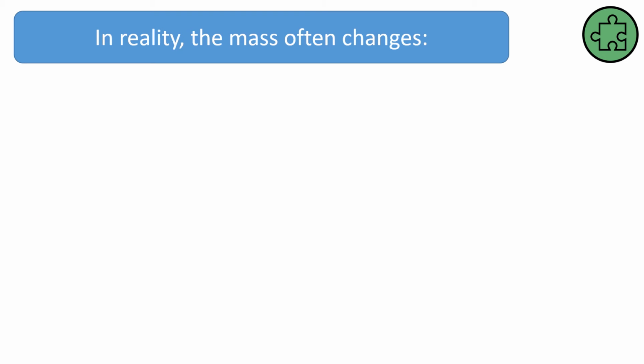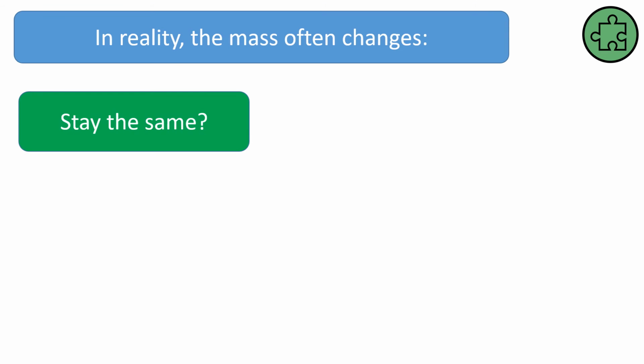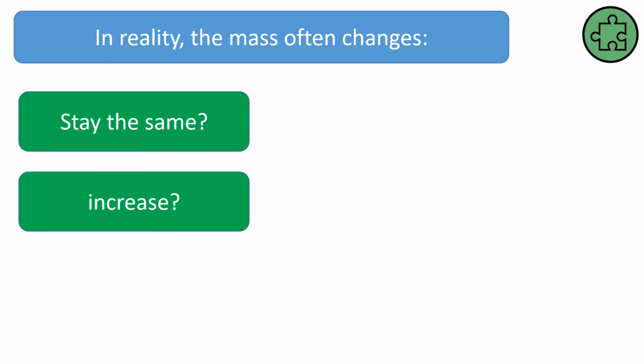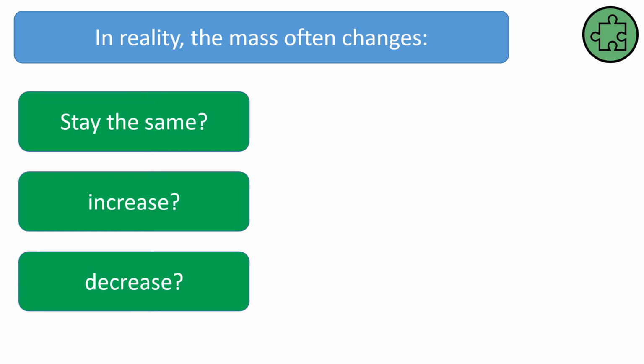In reality, even though the law of conservation of mass states that we cannot create or destroy atoms or mass, when we do a practical or an investigation and we measure the mass, it often changes. It's often not the same. So you've got three choices really. Either your mass will stay the same, or it will increase, or it will decrease.